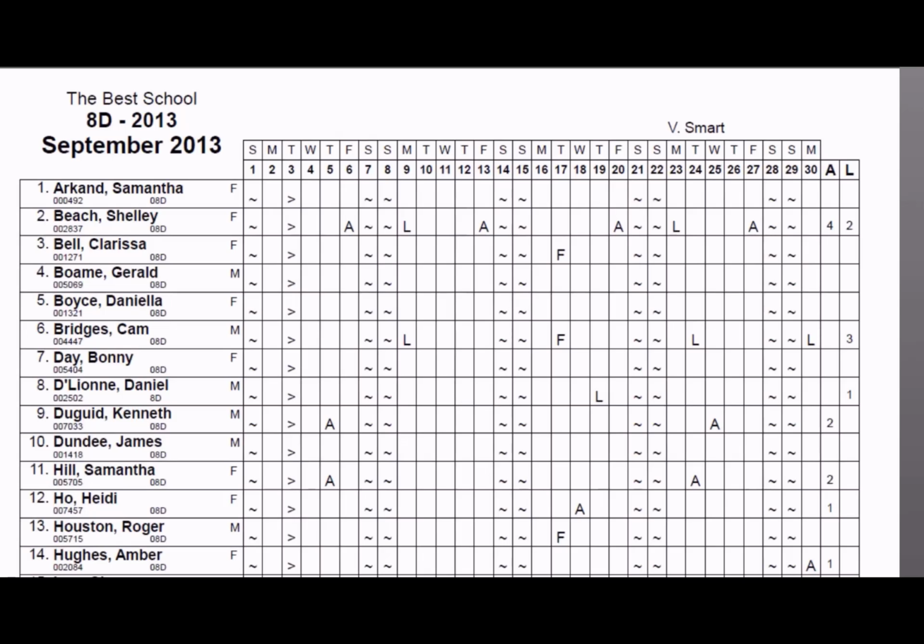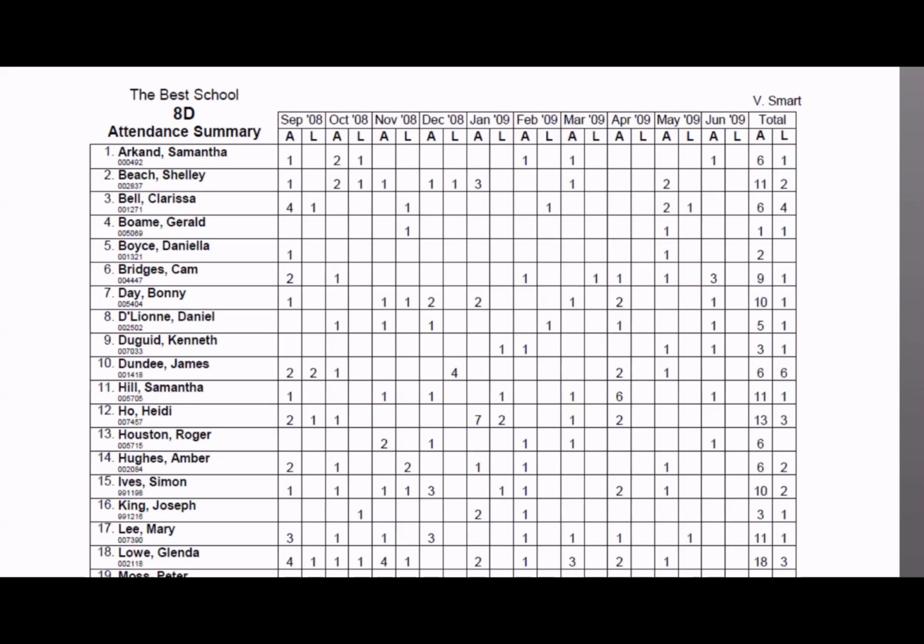Note the second student, Shelley Beach, has been absent and late several times during the month of September, and over at the right side, MarkBook counts the number of absences and the number of lates in two columns. If attendance data has been entered in multiple months, MarkBook will produce a multi-month summary that looks like this. Counts are given for each month, and over at the right side there's a total for the entire term.